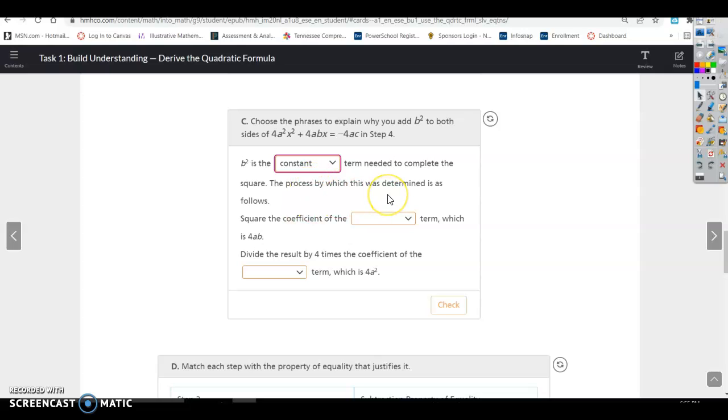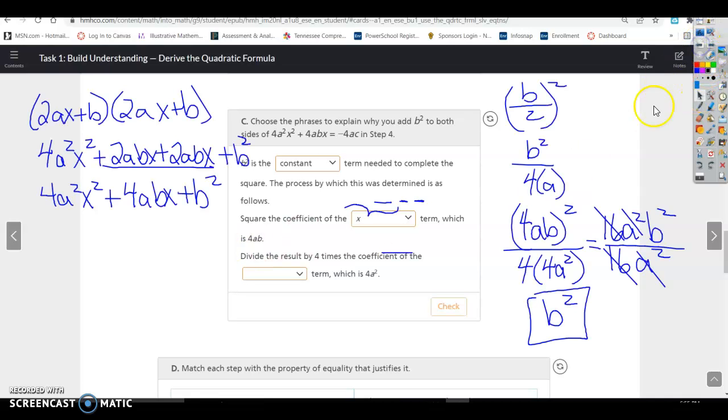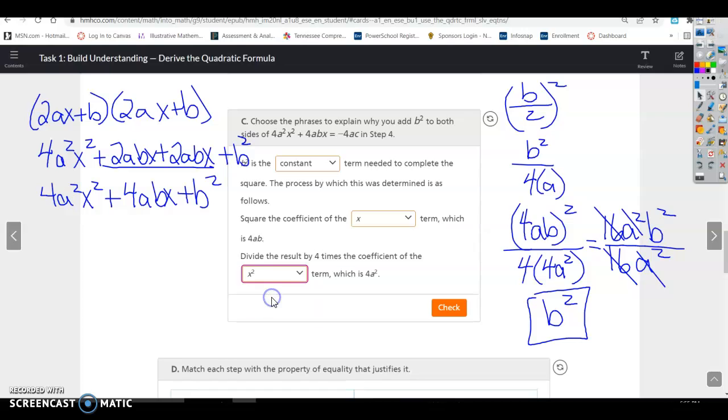The process by which this was determined is as follows. Square the coefficient of x. That's your middle term, remember. X is your middle term, your linear term, which was 4ac. And again, if I put this up here, you can see we did this here on the right-hand side. And then it says divide the result by 4 times the coefficient of the x squared term. So we divided it by 4a, which is the coefficient of the quadratic, and the x squared represents the quadratic term.